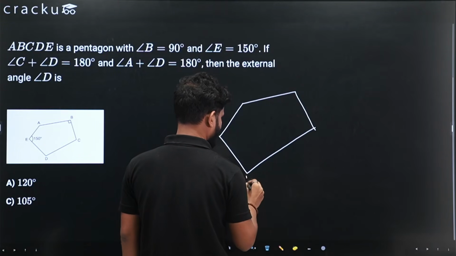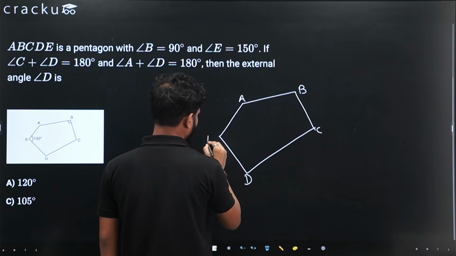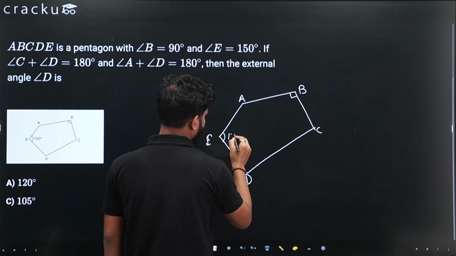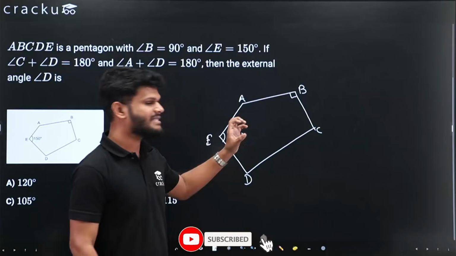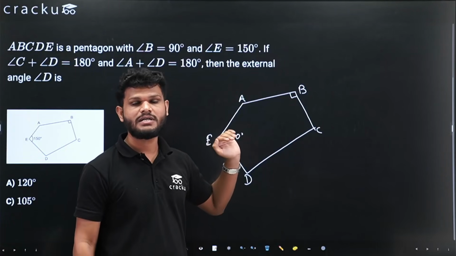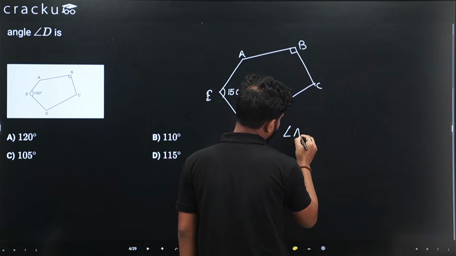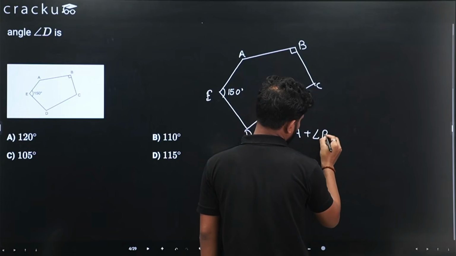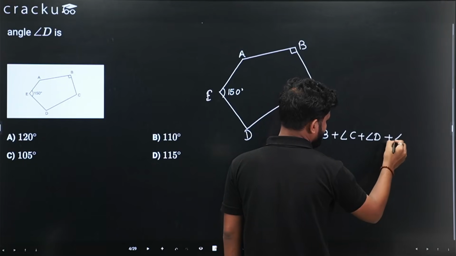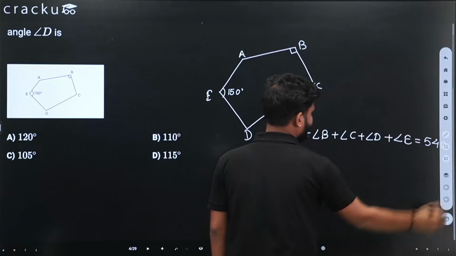Okay, we have D, we have C, we have B, here we have E. This is 90 degree and this is given as 150 degree. Now as this is a pentagon, sum of all angles of a pentagon will be 540 degree. So angle A plus angle B plus angle C plus angle D plus angle E will be 540 degree.